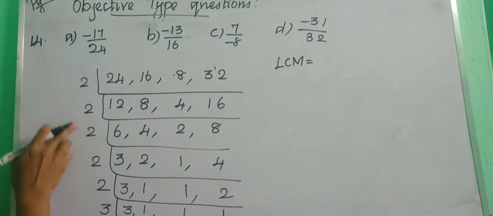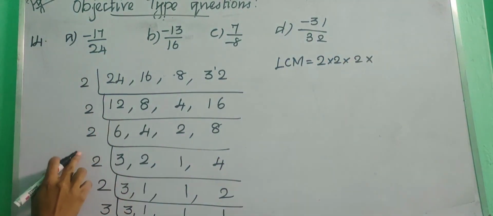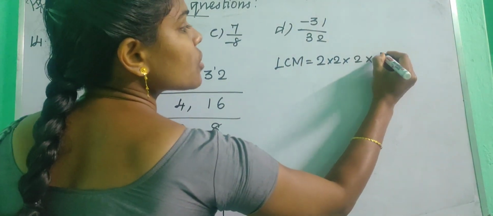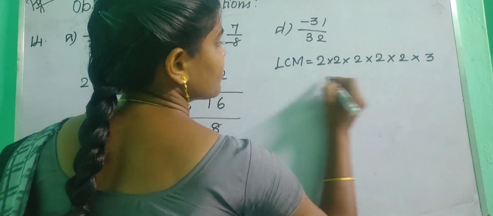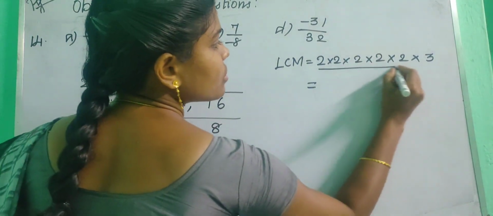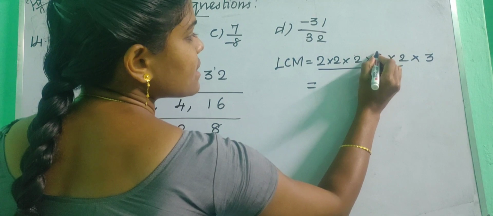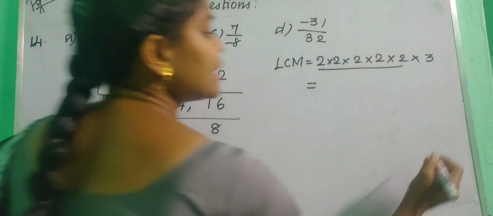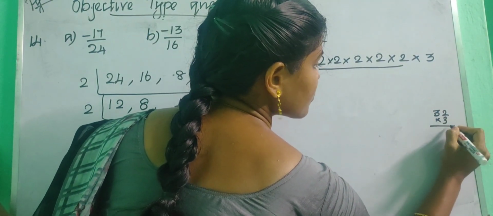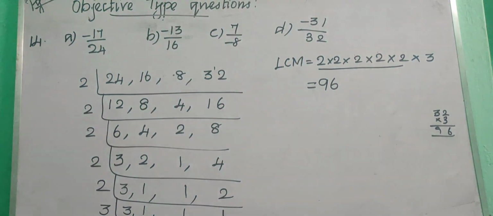So 2 into 2 into, so how many 2s? 2 into 2 into 2 into 2 into 2, that is 5 times 2. And at the last we are having 3. So 5 times 2: 2 2s are 4, 2 4s are 8, 2 8s are 16, 2 16s are 32. Then 32 into 3 is 96. So the LCM is 96. Okay children, so the LCM we are getting is 96.